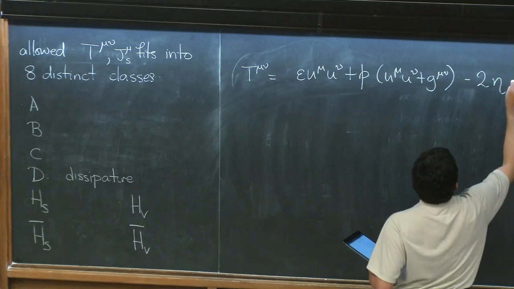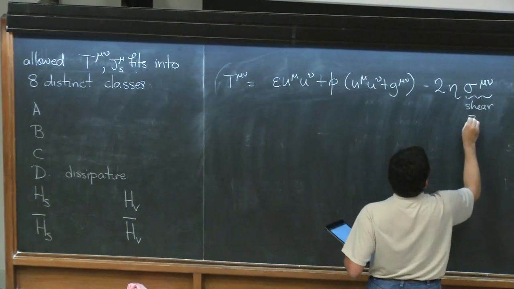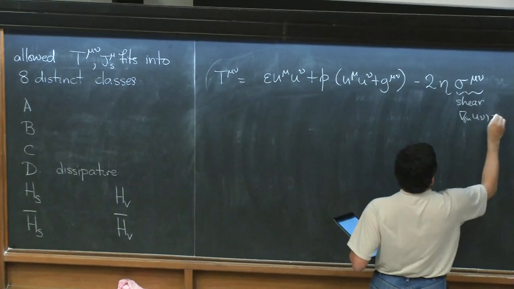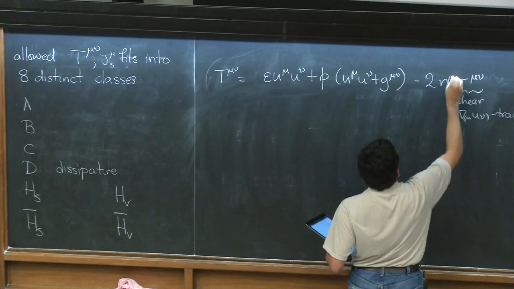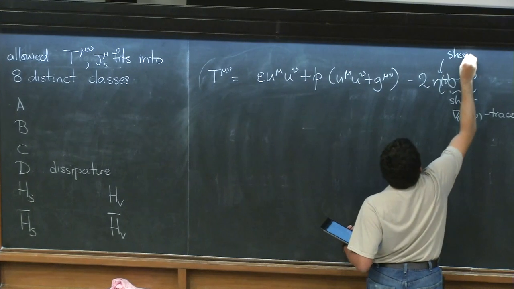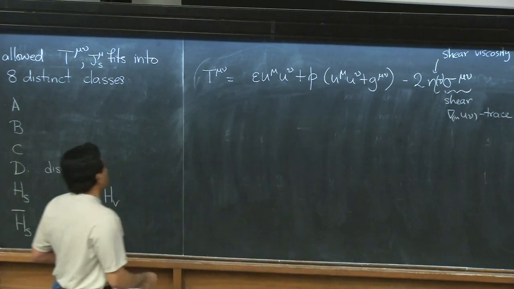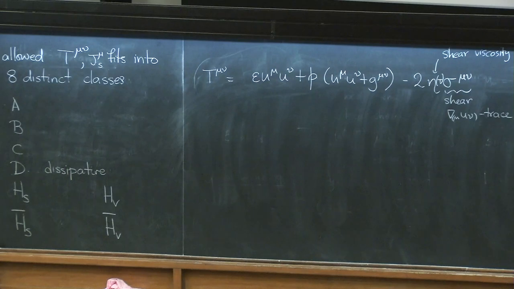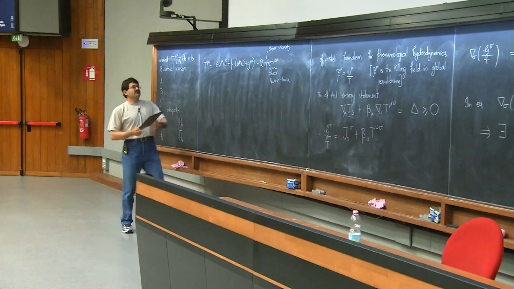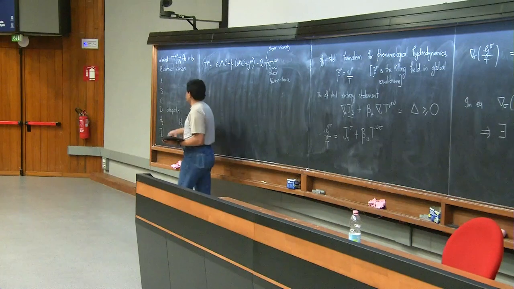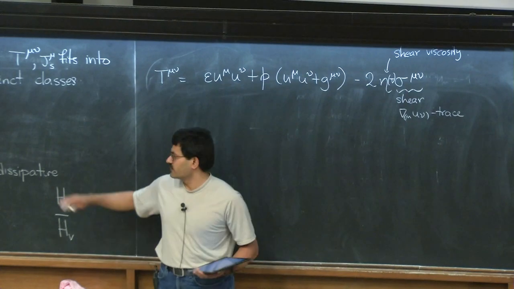And then if you go to the next order, this is the shear tensor. It's basically the symmetrized traceless derivative of the velocity with some coefficient, which is a function of temperature, called the shear viscosity. Okay? And this guy belongs here. So the first simplest thing you do in hydrodynamics is you see that the system has friction. The friction is encoded in this viscosity. And this viscosity is in this dissipative class. This is the thing that everybody's familiar with. Conductivity, for example, if you have charge current, belongs here.